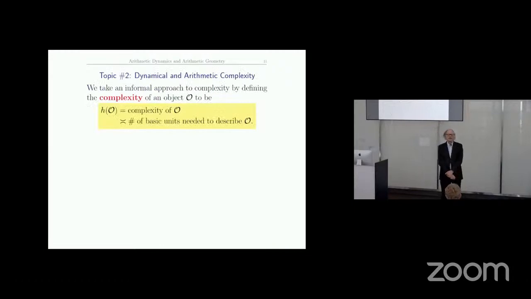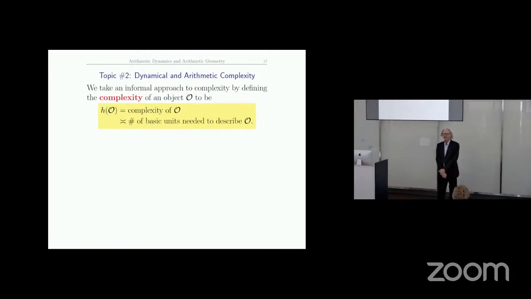Okay. So, topic number 2 that I wanted to talk about was complexity in a dynamical setting, in a number theoretic setting. And I'm going to take a very informal approach of what I mean by complexity. It's sort of a computer science type approach, but very vague in some sense. So I'll define the complexity of an object, whatever an object is. There'll be several different kinds of objects. To be the number of units you need to describe it. It could be the number of bits or the number of coefficients or something like that.